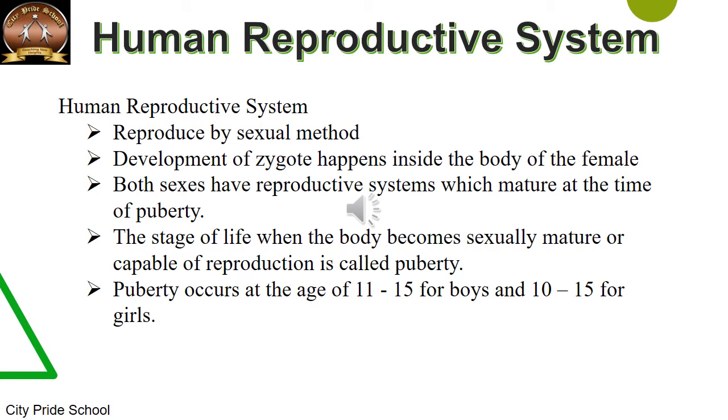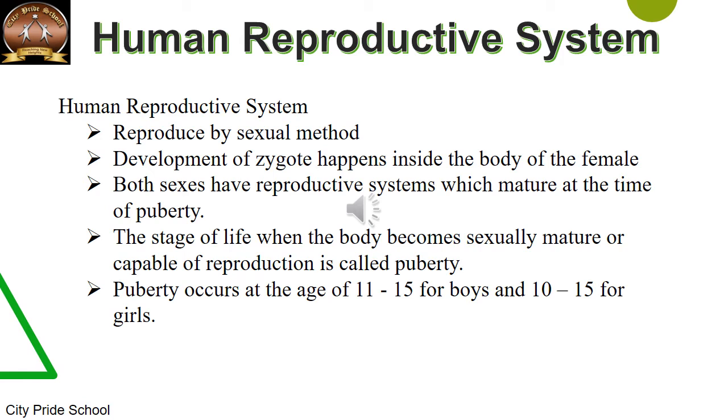So now in case of human beings, they reproduce by the sexual method. There is no asexual method in human beings. The development of the zygote happens inside the body of the female. That means we have internal fertilization. Both the sexes have reproductive systems which mature at the time of puberty. So that means there are two different reproductive systems, the male reproductive system in the males and the female reproductive system in the females. That means sexes are separate.